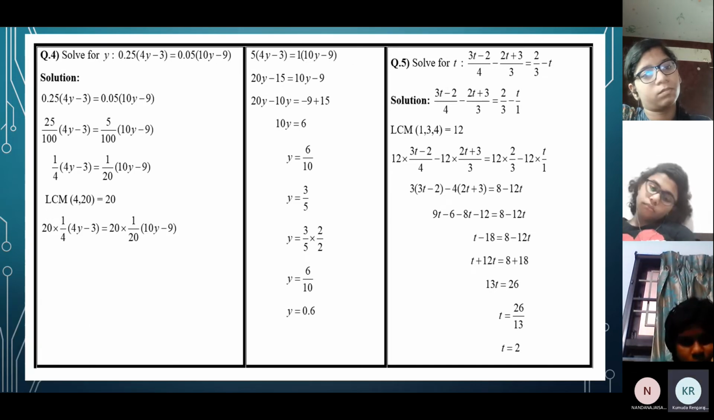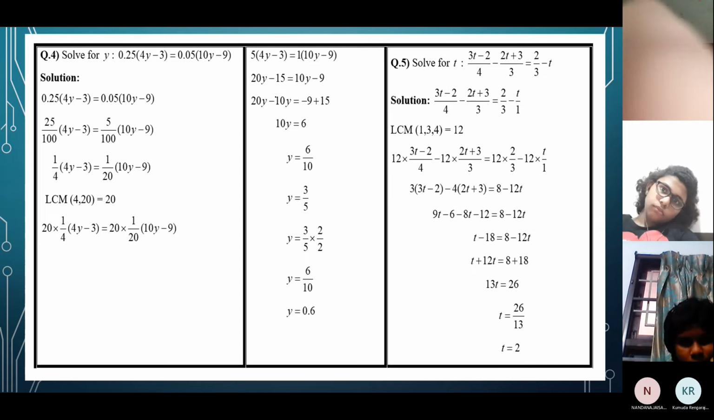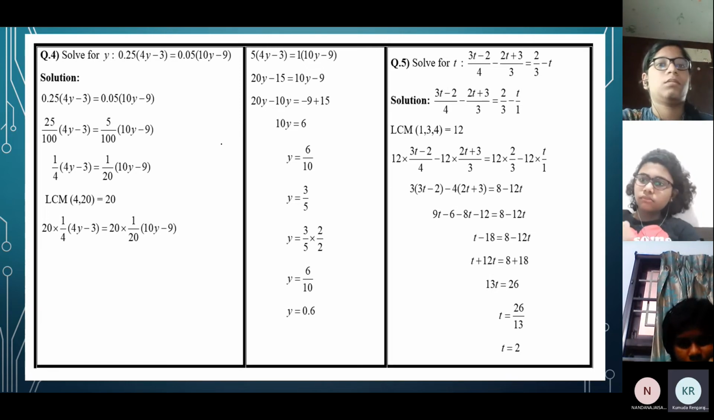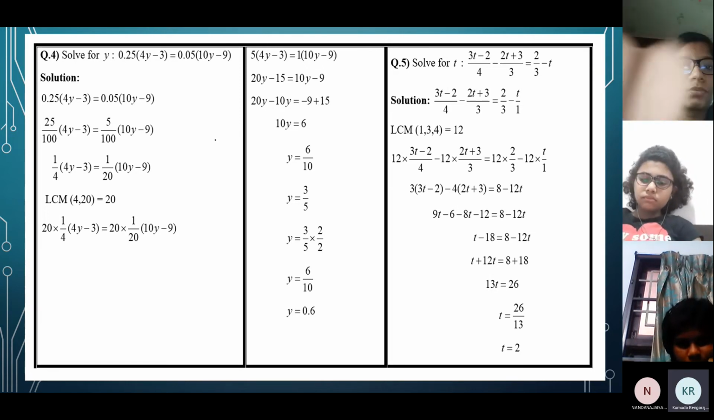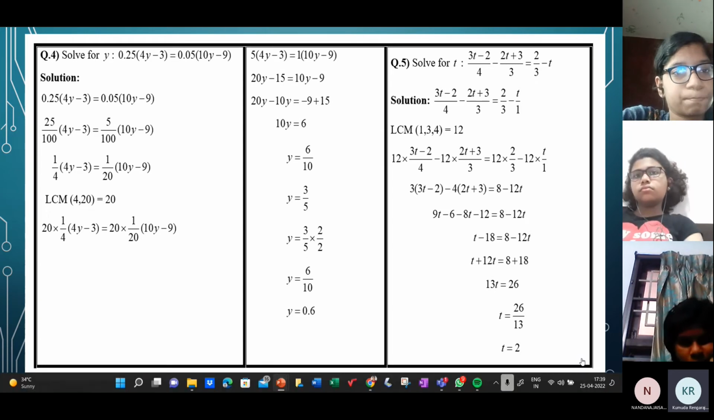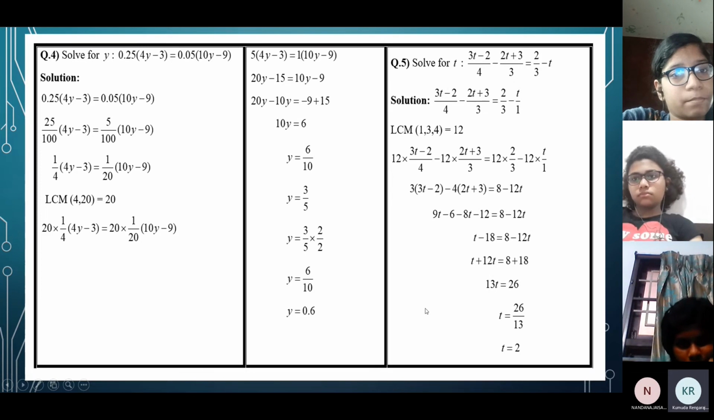So now we've got rid of the denominators. What is happening when we multiply by the LCM? When we multiply every term by the LCM, the denominators are gone. And so it becomes convenient to solve the equation for x or the variable y.